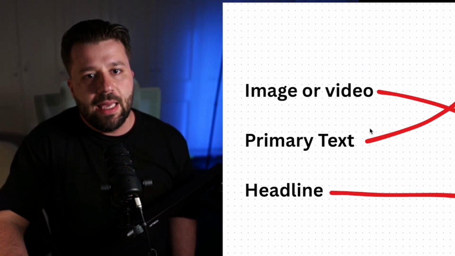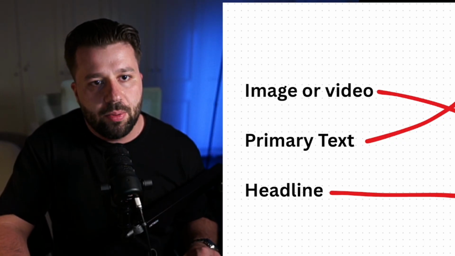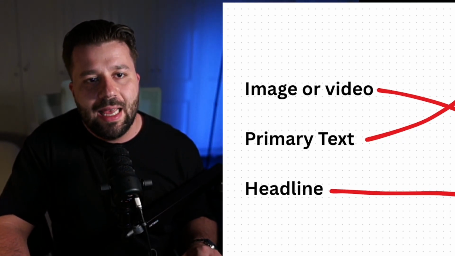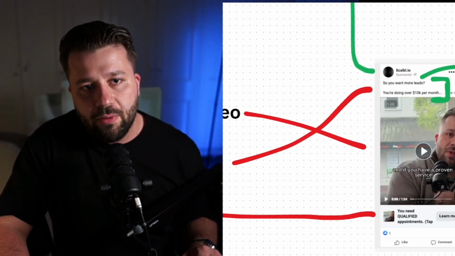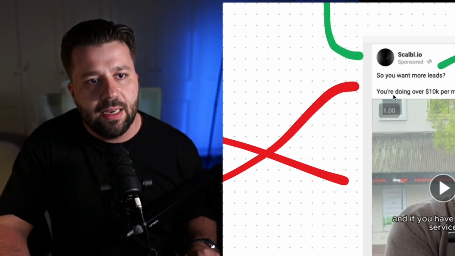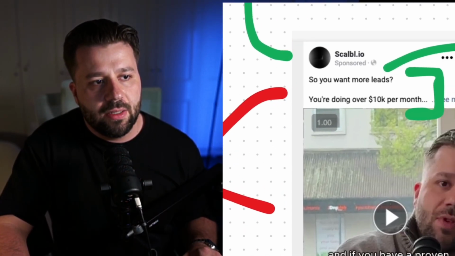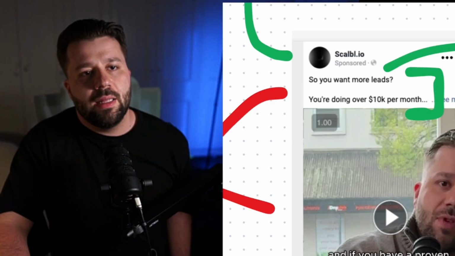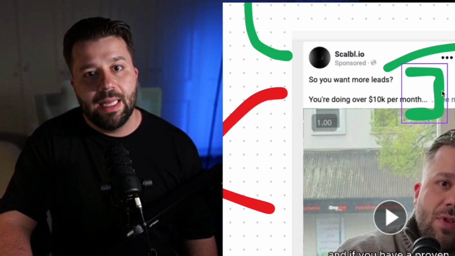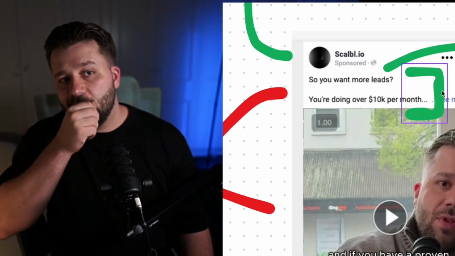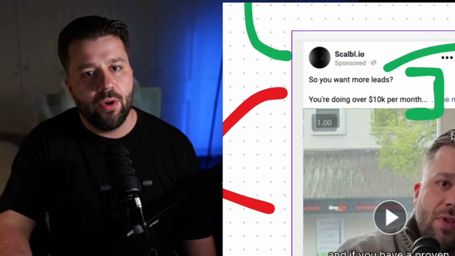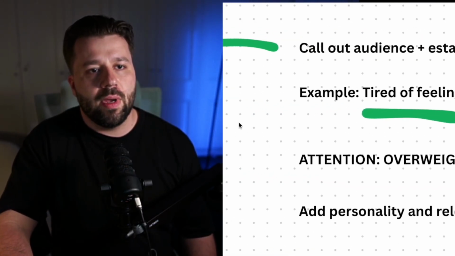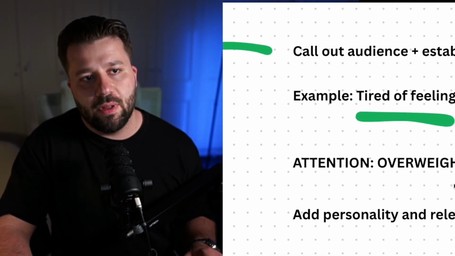Now, the next thing is the primary text. Okay, so the primary text is the text that is on the ad. So I hope you can see that on the screen. So this here is the primary text. Okay, so it's really important that when you put together the primary text, there is a specific structure behind it. So what I like to do with the primary text is use the following format.